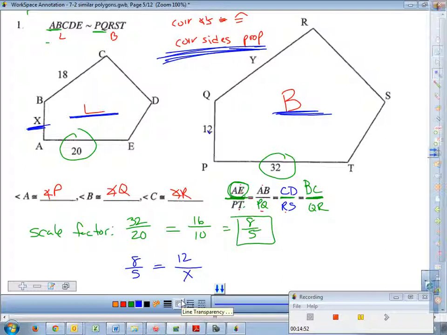Now, how do you solve that proportion? Cross multiply. So 8x equals 5 times 12. Isn't that 60? Correct? And then divide by 8. Does that come out nice? Yes or no? Not really.